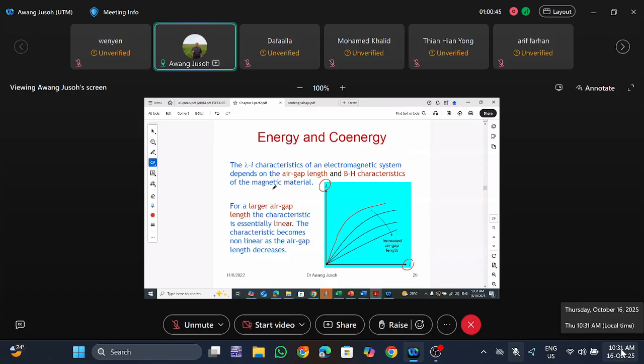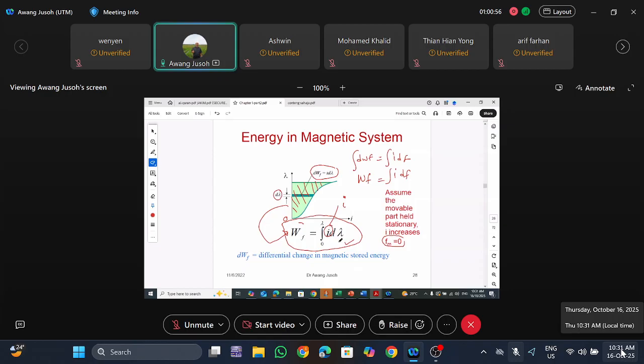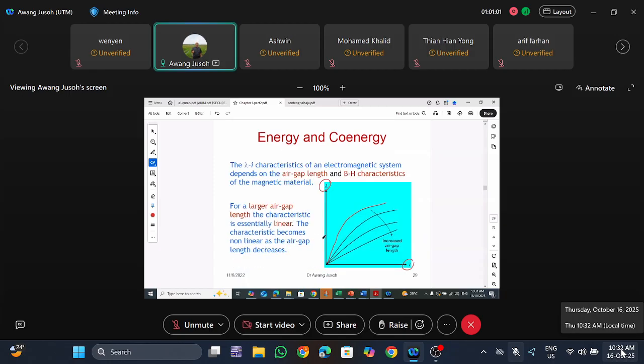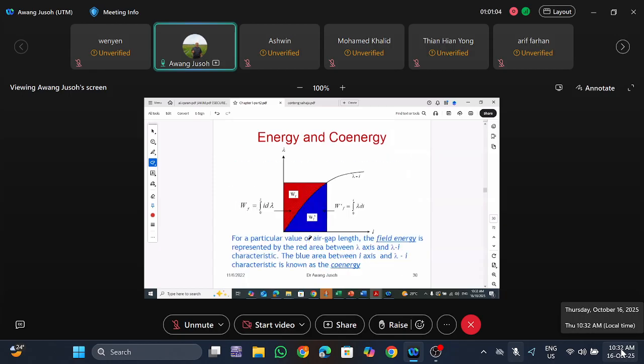Okay, so we know the relationship between lambda and I like that. This is linear, and this is non-linear. So then, what is energy just now? We know energy stored in the field equals this formula. What is the meaning of this one? The integration of I d lambda, the red color, represents the integration of I d lambda from 0 to lambda. So you integrate this I d lambda, we get the area here. The red color represents the area of this equation, which represents the energy stored in the magnetic field.